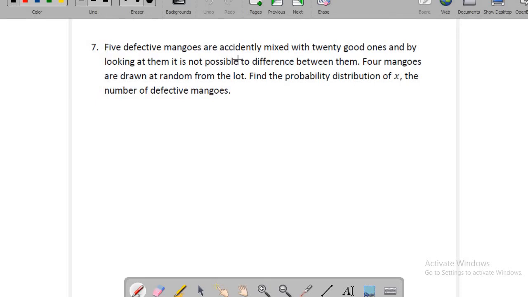So the 5 defective mangoes are accidentally mixed with 20 good mangoes. So there are 5 defective mangoes and 20 good mangoes, and these were mixed. So total there are 25 mangoes. And by looking at them, it is not possible to differentiate between them. It means just by seeing we cannot tell which one is a good one and which one is a defective one. So 4 mangoes are drawn at random from that lot. Find the probability distribution of x, where x represents number of defective mangoes.